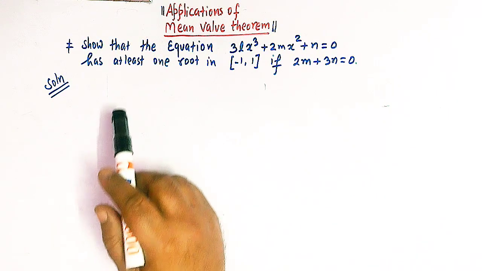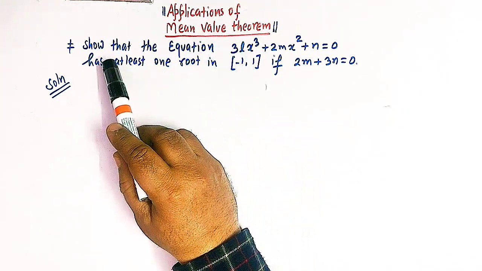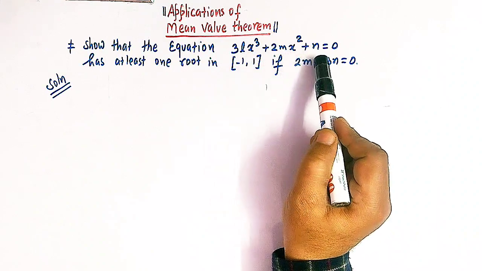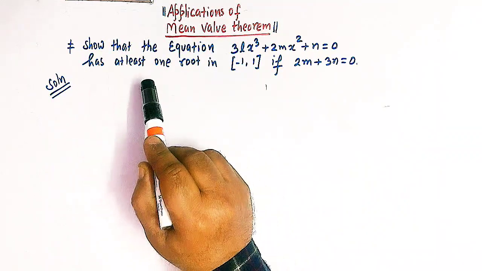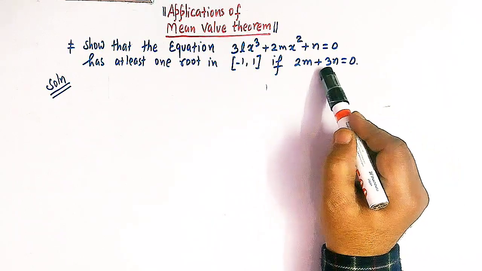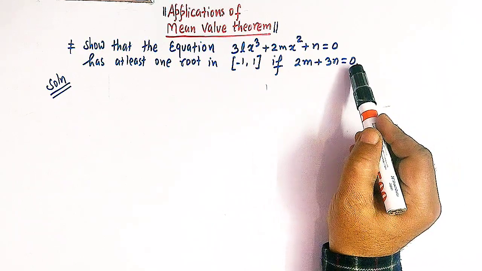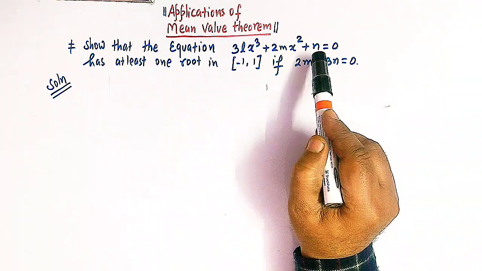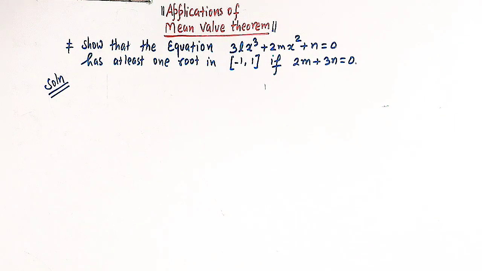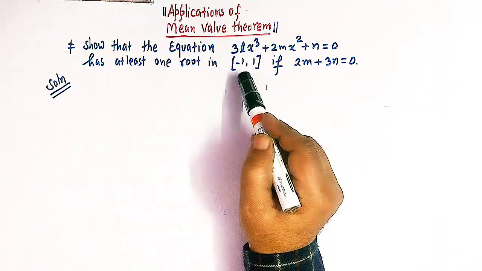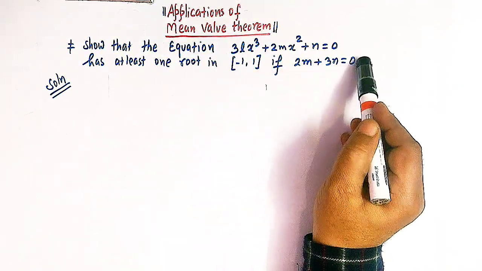Here we are given a cubic equation, and we have to show that the equation 3l x cube plus 2m x square plus n is equal to 0 has at least one root in the interval minus 1 comma 1 if this condition holds, that is 2m plus 3n is equal to 0. Remember that the quantities l, m and n are real numbers. So in this problem, we have to show that this cubic equation has at least one root in this interval if this condition prevails.